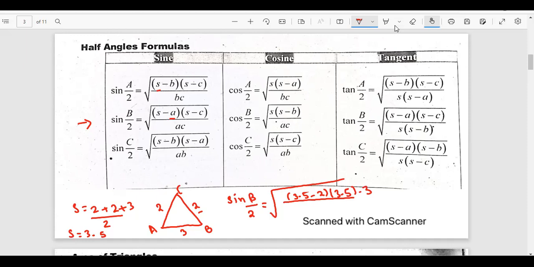Now, one thing should be clear: they are not going to use the side B here. This is how you can remember these. Divided by AC. So it is 2 and 3, that would be 6. Can you guys please simplify this and tell me the answer? What would be the answer?